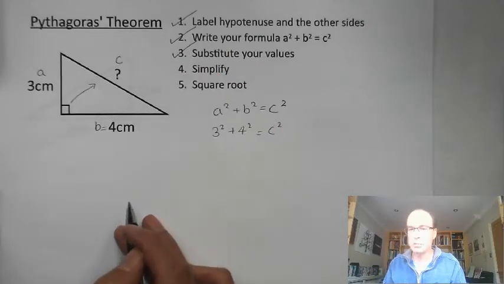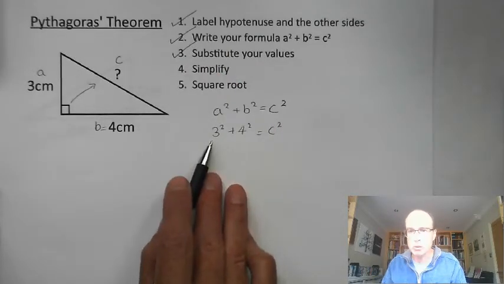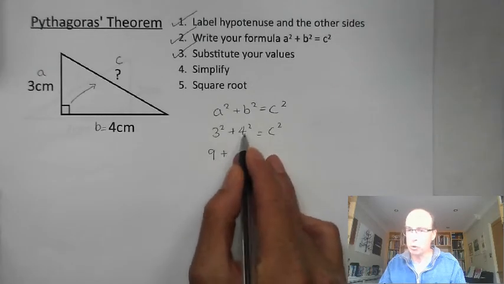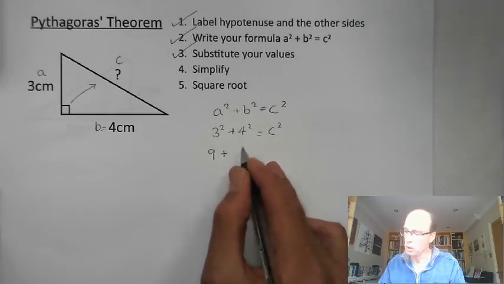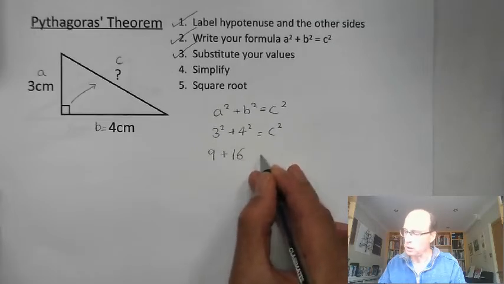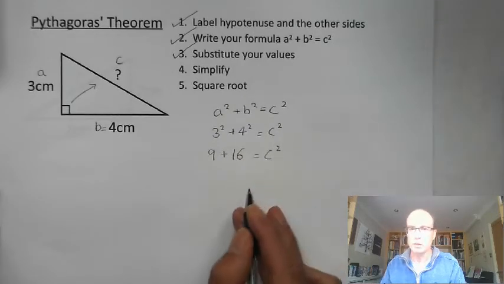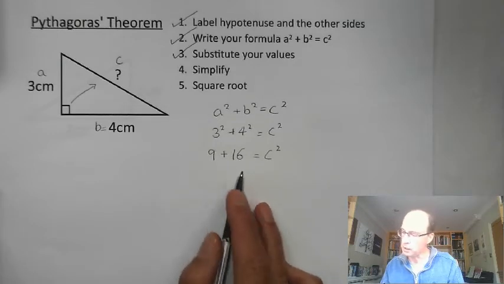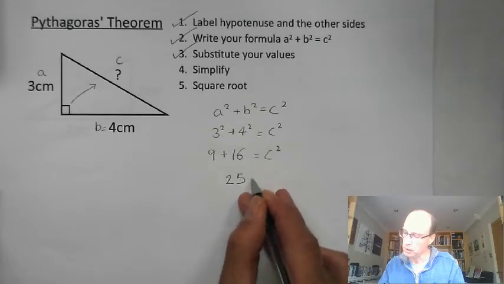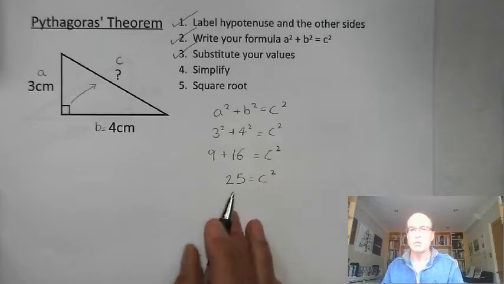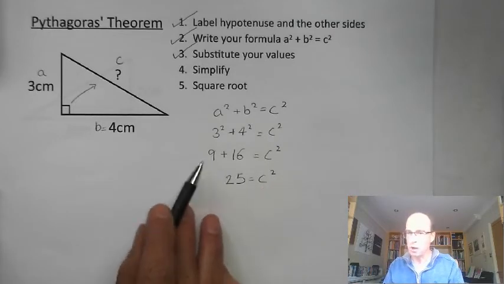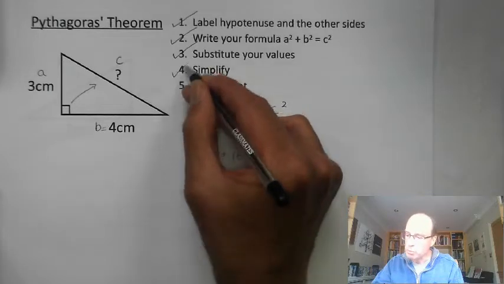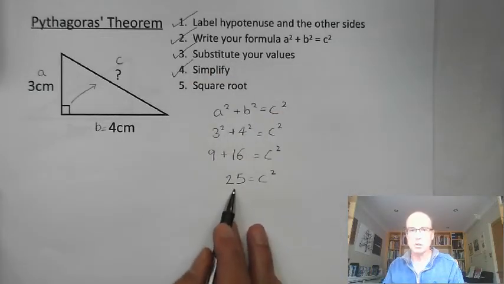I now need to simplify down. Well, I know what 3 squared is, that's 3 times 3, that's going to be 9. And I need to add 4 squared, so that's 4 times 4, so that's going to be 16, and that's going to equal C squared. 9 and 16, well, I'm going to add those together. 9 and 16 is going to give me 25, and that's equal to C squared. We've done a lot of work so far, we've picked up quite a lot of method marks, and we're almost, but not quite there. We've simplified our expression down. C squared is equal to 25.